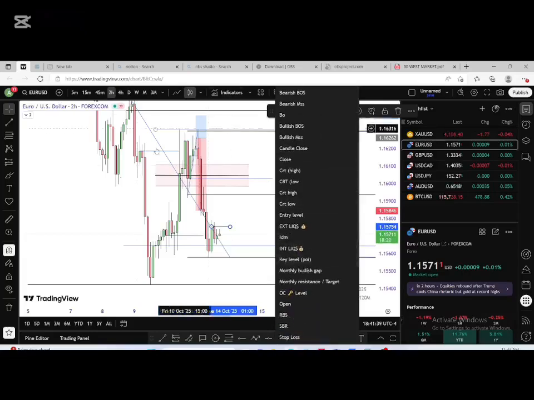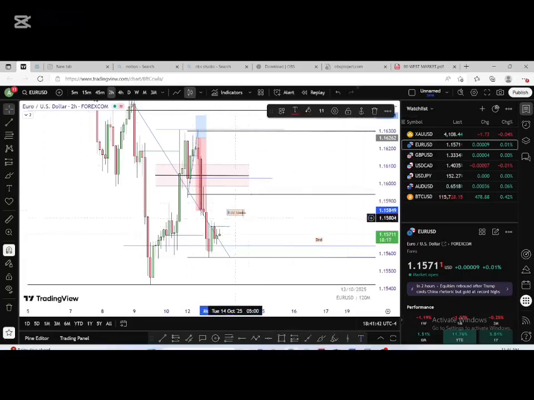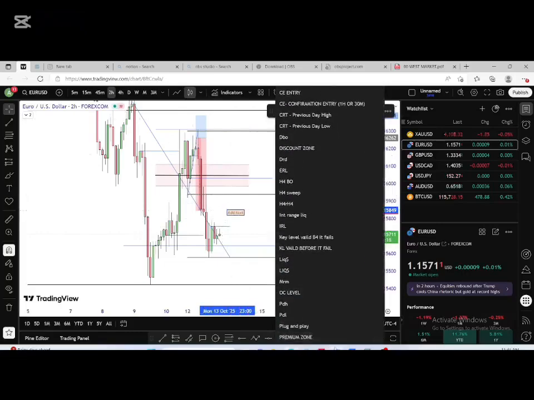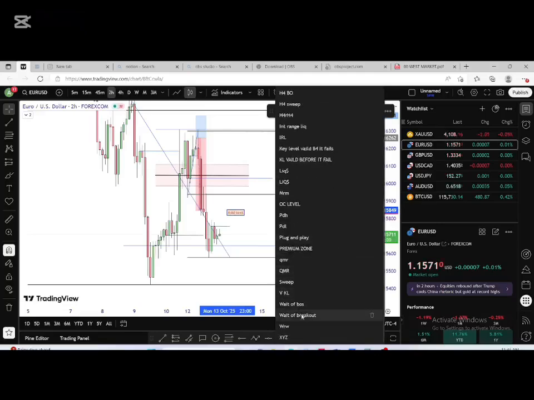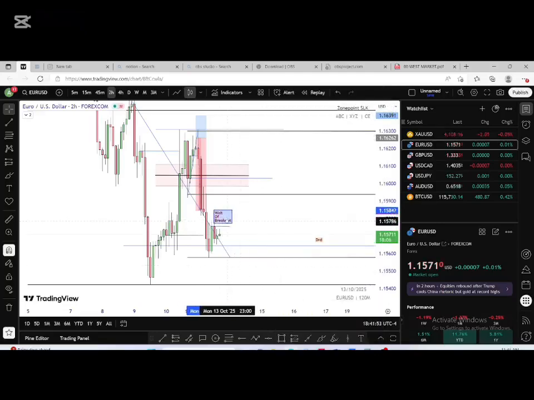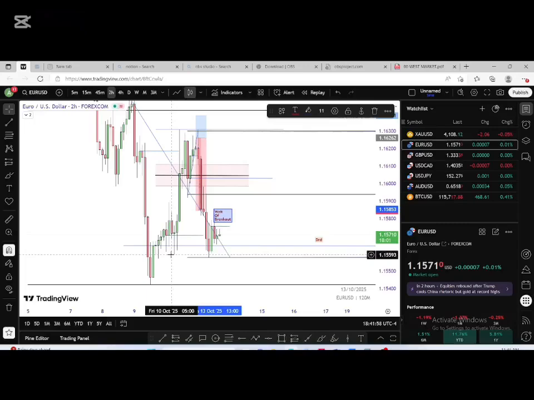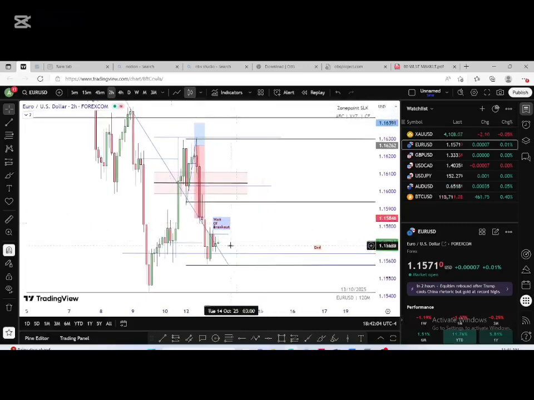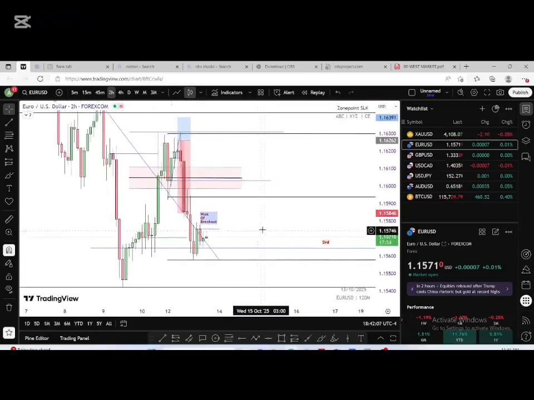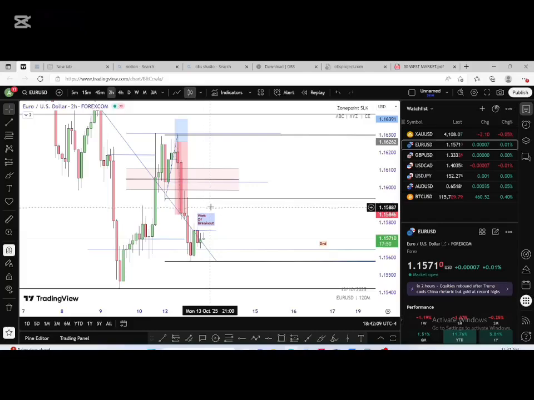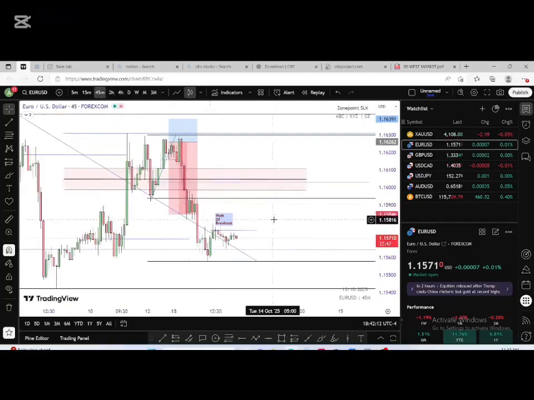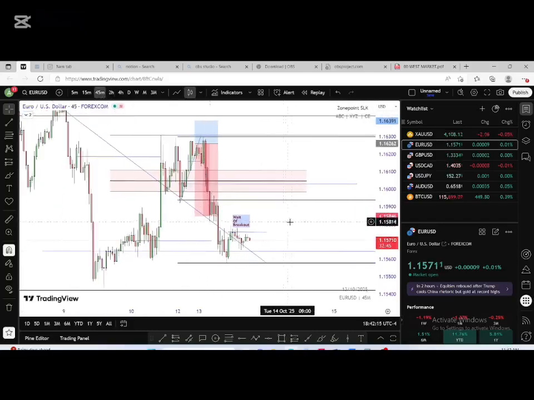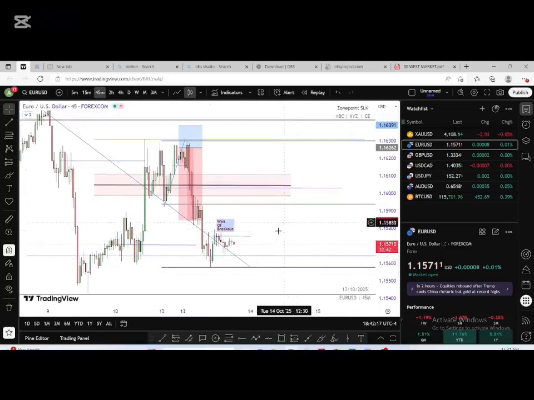I will wait for a breakout here. Yeah, I'll wait for a breakout here. You see a breakout or a break of structure. I'll wait for a breakout here to confirm what price is doing. So once I see a breakout up here, I'll know what to do.